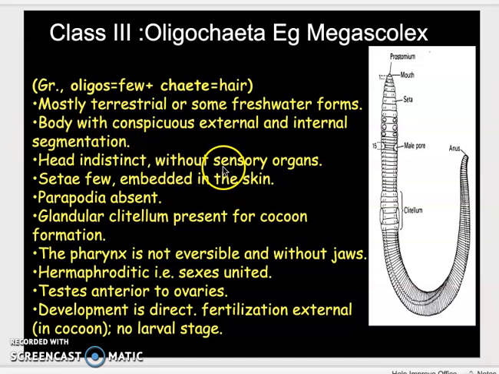And the head is distinct without the sensory organs. The setae are few, embedded in the skin, and the parapodia are absent. You can't see any extensions from the segments, so the parapodia are absent. The pharynx is not reversible and without jaws. They are hermaphrodite. The development is direct, fertilization external, with no larval stage.